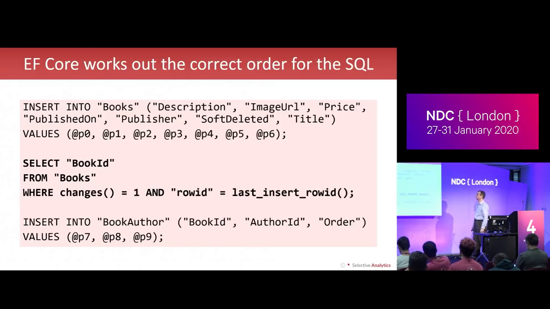I'll show you the SQL. So it puts the book out. This command gets the primary key and then uses it to create the book author. That's a very simple example.